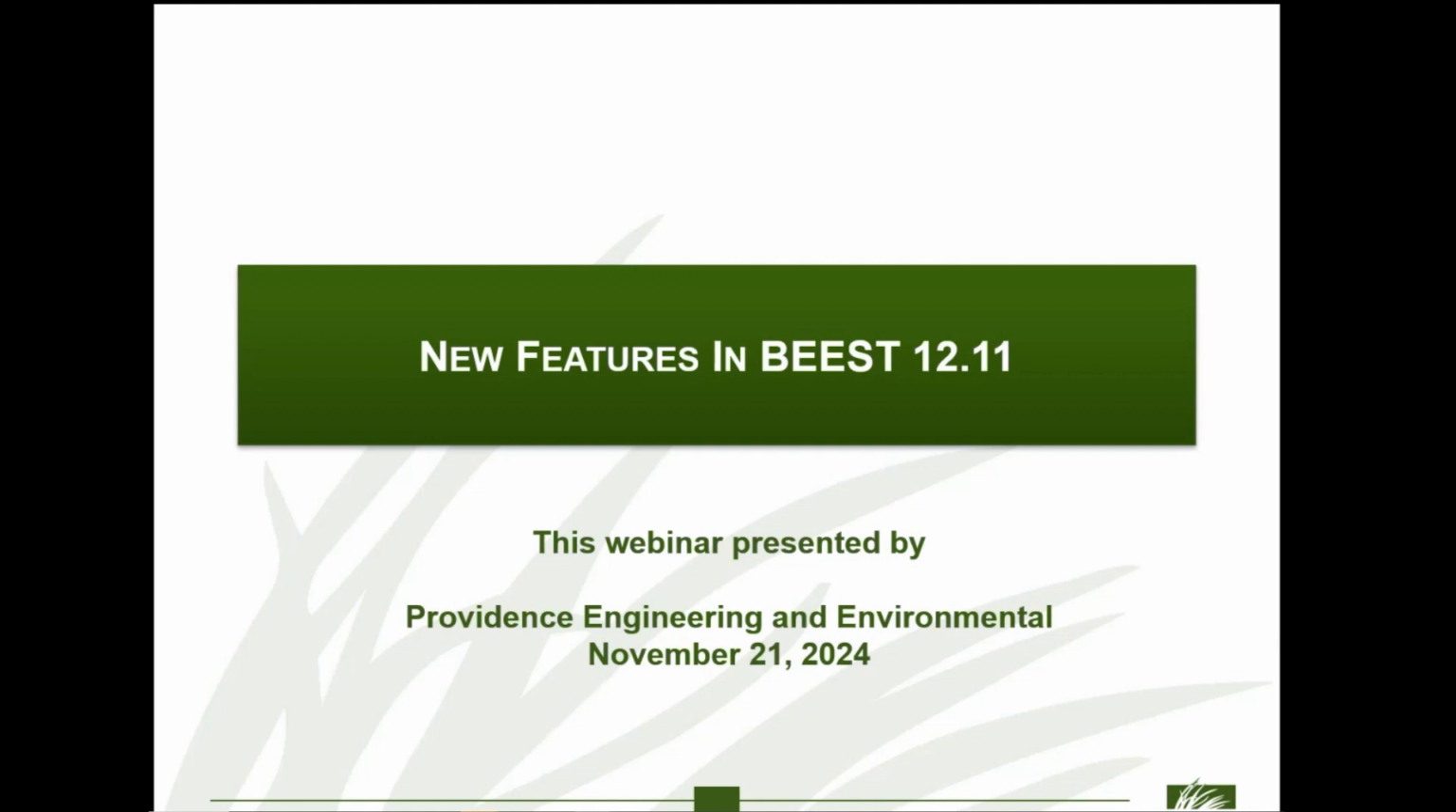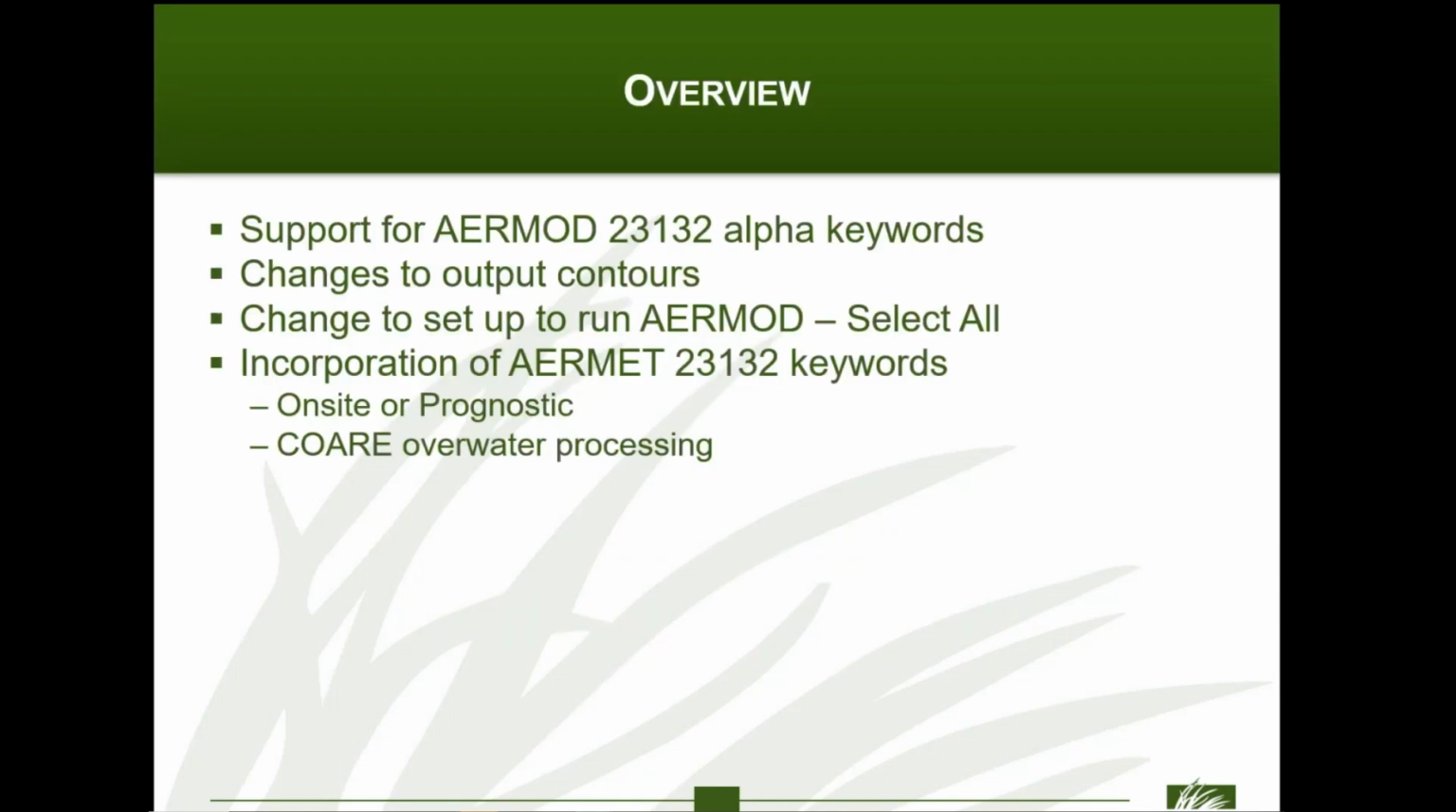Today we're going to be talking about the new features in our latest release of our BEEST software, BEEST 12.11. By way of an overview, this version of BEEST includes support for the AERMOD version 23132 alpha keywords. And remember, alpha options are research grade options that will not be used if you're doing modeling for a permit, let's say.